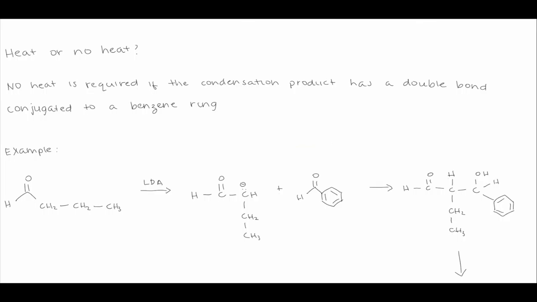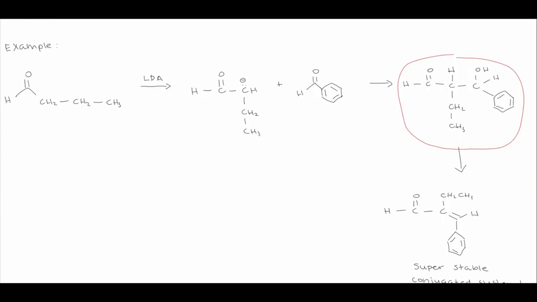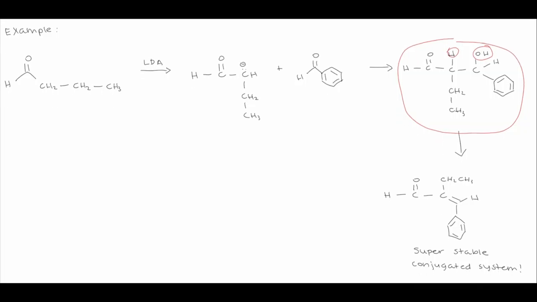No heat is required if the condensation product has a double bond conjugated to a benzene ring. Conjugated means that there is a double bond, a single bond, and another double bond, so two double bonds with one single bond in between. For example, we take this aldehyde and react it with a base to form an aldol product over here on the right. This hydrogen and this OH are going to be lost to form the condensation product down here. And because this double bond is conjugated to this benzene ring, it's a super stable conjugated system and no heat is required for the condensation.